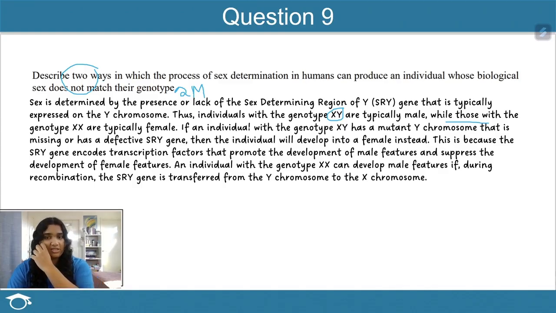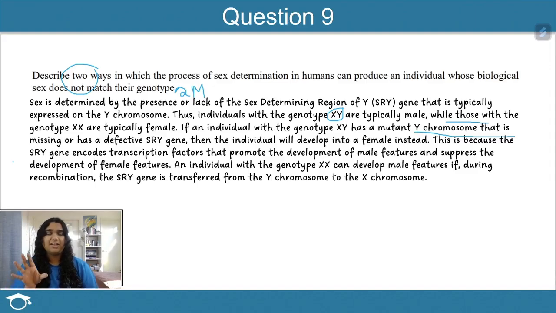If an individual with the genotype of XY has a mutated Y chromosome that is missing or defective for the SRY gene, this individual will develop female sex organs even though their chromosomes are XY. This is because the SRY gene encodes for transcription factors that promote the development of male features and suppress the development of female features.